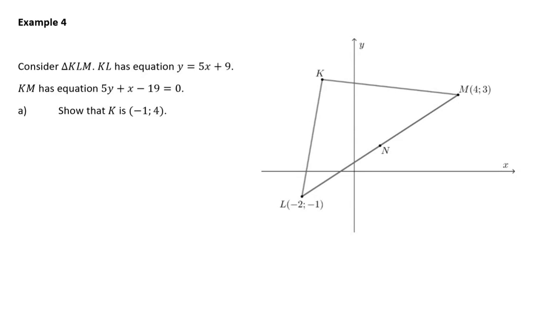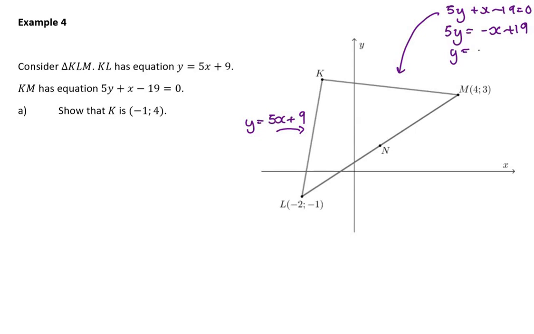This question says consider triangle KLM, with KL, which is this guy over here, has the equation y is equal to 5x plus 9. And then the other equation, KM, has the equation 5y plus x minus 19 equals 0, which is not written in standard form. So if I quickly write it in standard form, because it is easier to use in that way, if I divide by 5, it's y equals negative 1/5 x plus 19 over 5.